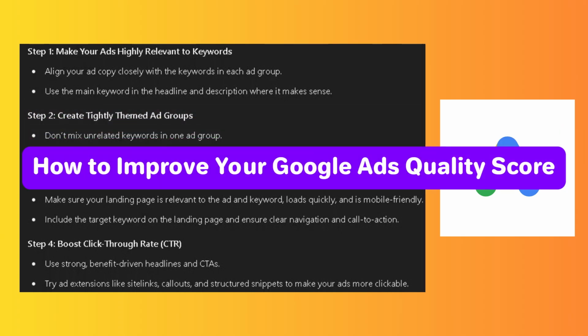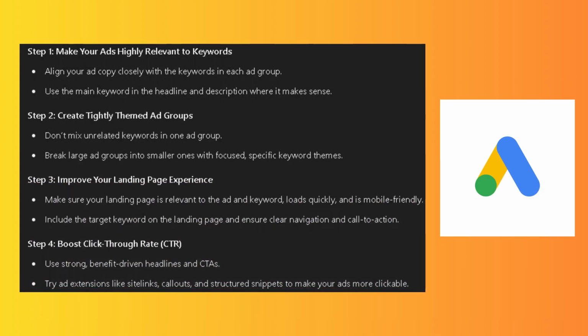In this video, you will learn how to improve your Google Ads quality score fast. First, make your ads highly relevant to keywords. Align your ad copy closely with keywords in each ad group. Use the main keywords in the headline and description where it makes sense.